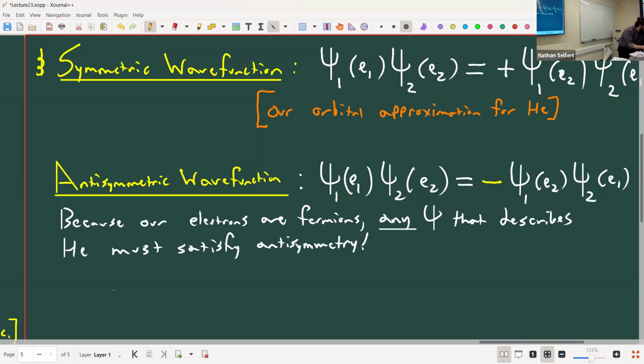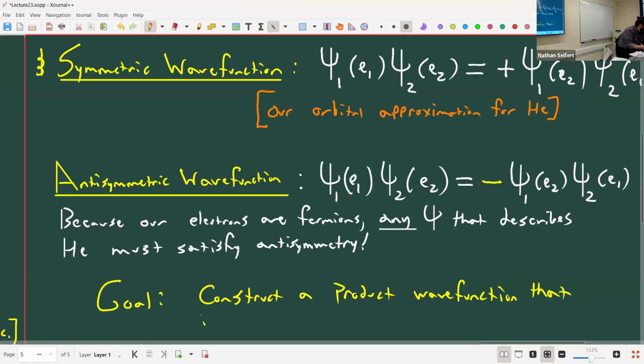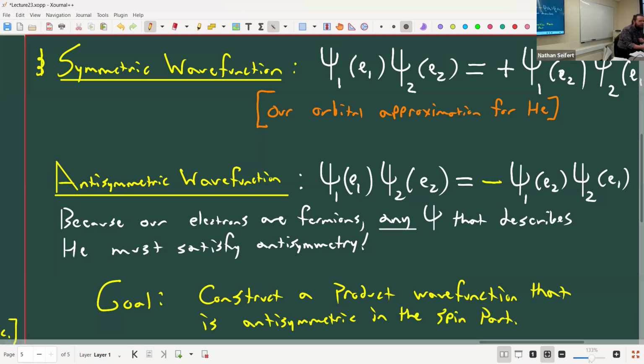So what we need to do is add spin. Our goal now is to construct a product wave function that is antisymmetric in the spin part. When we swap electrons, we get a -1 in the spin part of the wave function.